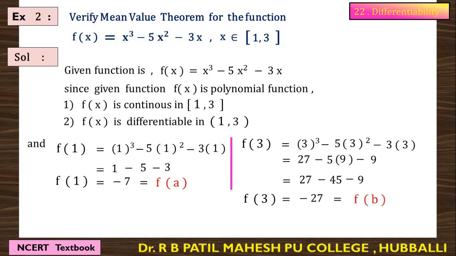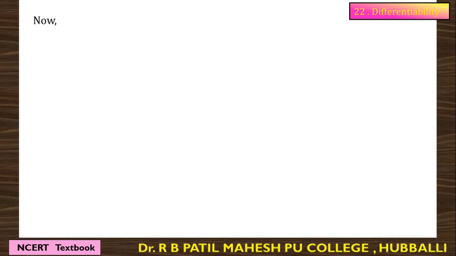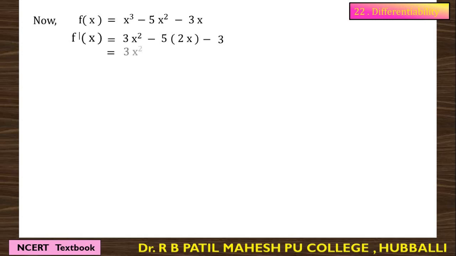In the next step, find the f dash function. First write f of x, that is x cube minus 5x square minus 3x. Differentiate with respect to x, we get f dash of x is equal to 3x square minus 5 into 2x minus 3 into 1, that is 3. Simplifying this, you will get 3x square minus 10x minus 3. So this is the f dash of x function.